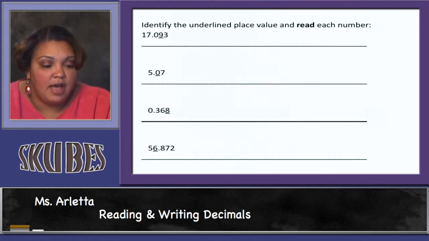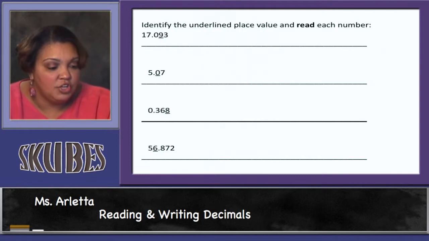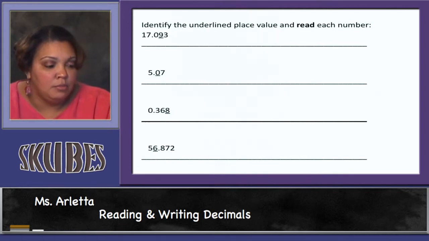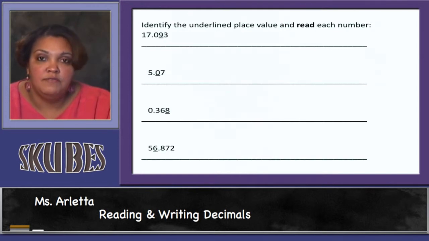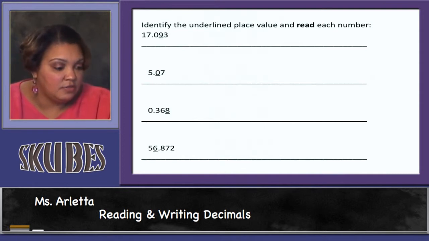Now I want you to identify place value in these numbers and read each number, just so that you can get some practice and get a little bit more comfortable with reading decimal numbers. When I look at the number, it is 17.093. The directions say for you to identify the underlined place value. Basically, they're wanting to know if it's a ones place value, tens, hundreds, or thousands, or if it's the tenths, hundredths, or thousandths. Let's start with the first one.